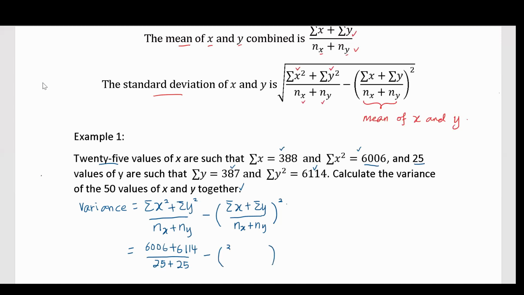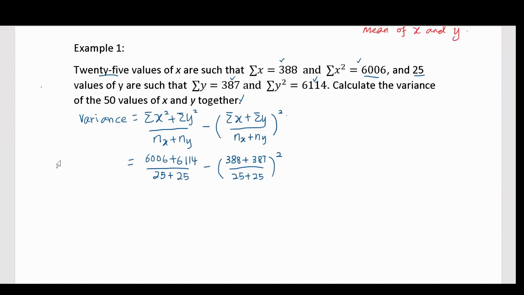So we have sigma x 388 and sigma y 387 divided by 25 plus 25, the total sample size of x and y, and squared. All right, so we can now use the calculator to find out the value of the variance, which is going to be 2.15, right?